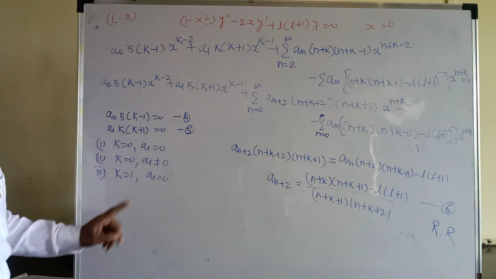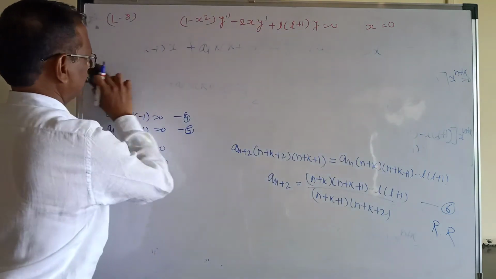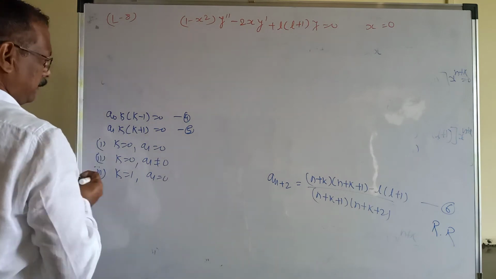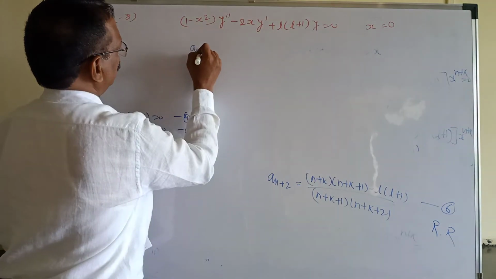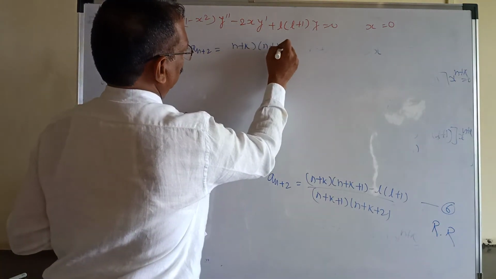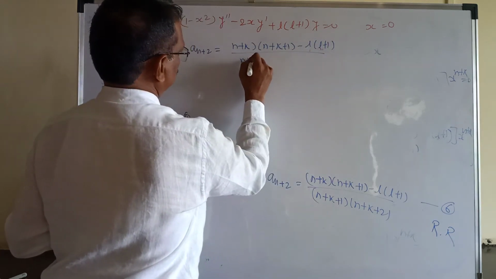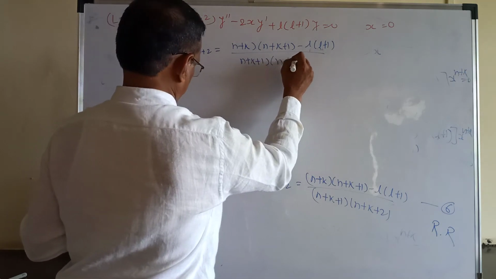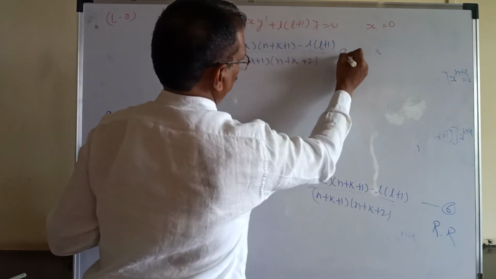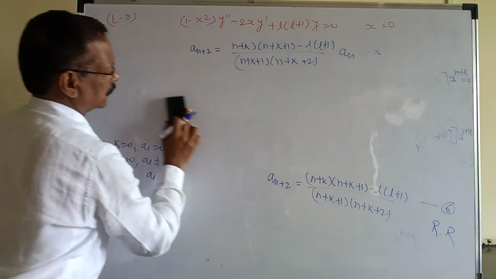And now we got these three cases, and then we have to solve. So what is our recurrence relation? The recurrence relation is a(n+2) is equal to (n+k) into (n+k+1) minus l into (l+1) divided by (n+k+1) into (n+k+2) into a(n). So this is the relation.